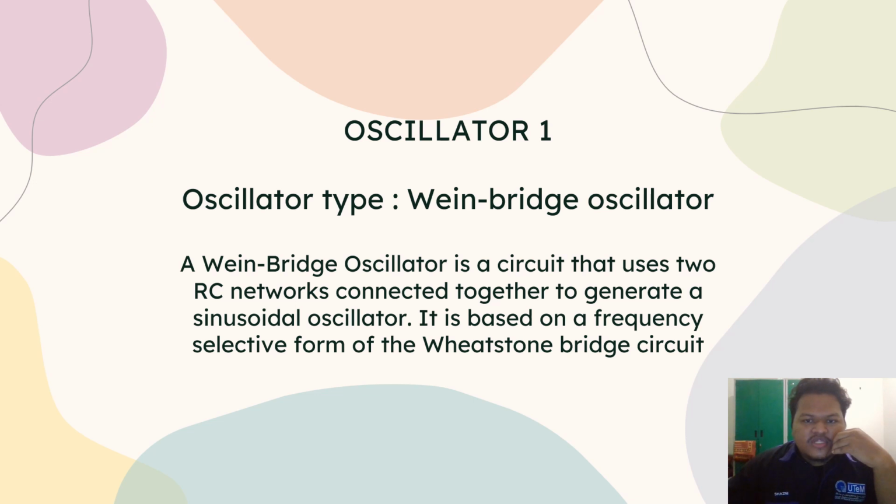Next, oscillator 1. The oscillator type is Wien bridge oscillator. A Wien bridge oscillator is a circuit that uses two RC networks connected together to generate a sinusoidal oscillation. It is based on a frequency selective Wheatstone bridge circuit.